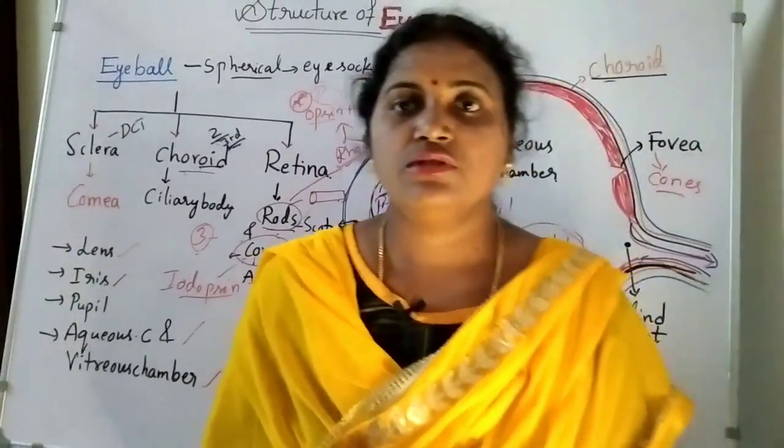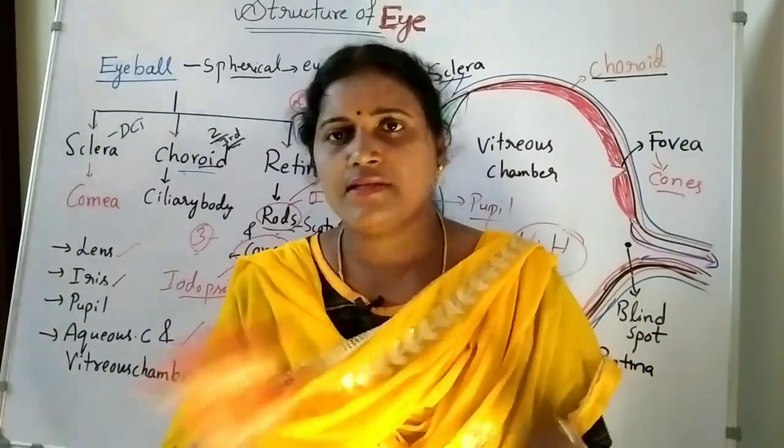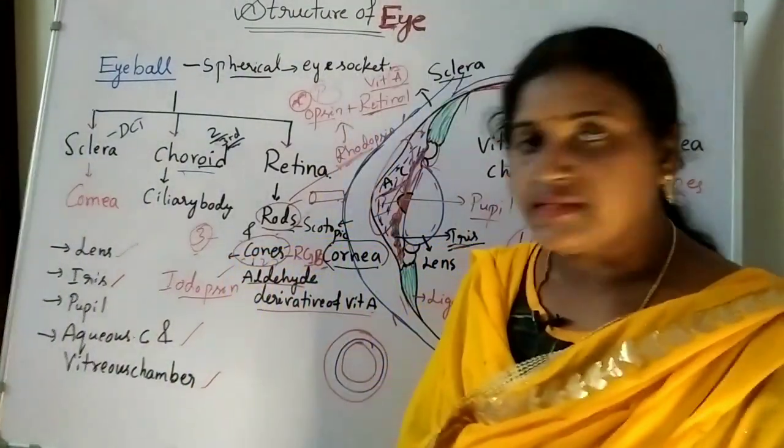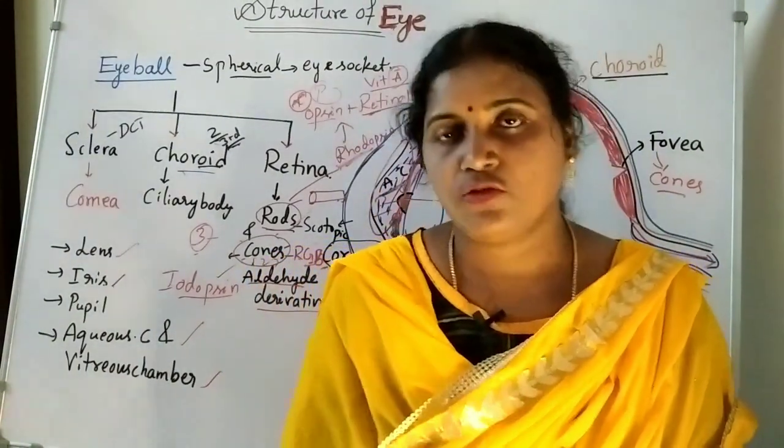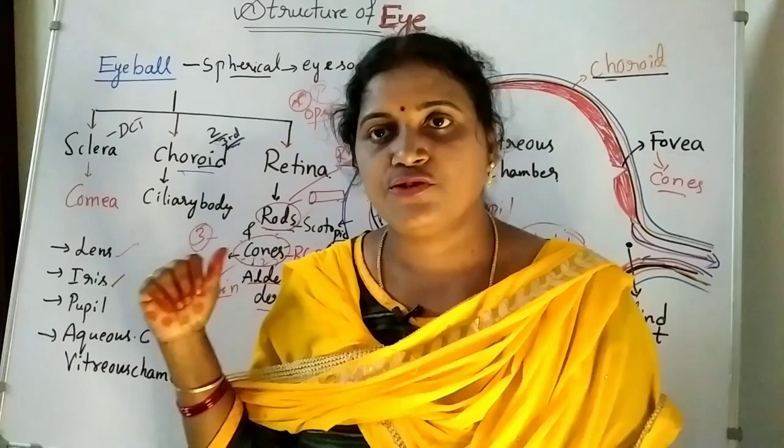So this is all about the internal structure of the eye. Very simple. Note down the flow charts, and practice the diagrams and the questions from the sense organ structure of the eye.